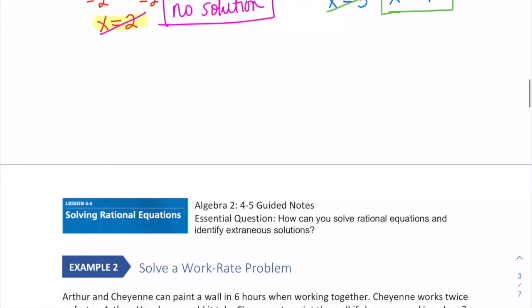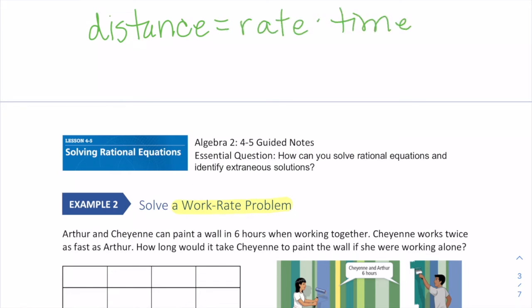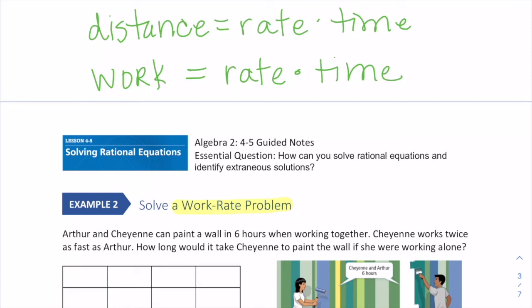Now let's consider two of the word problems here. The first one is looking at work. So work as in rate. You may remember rate from when we looked at distance. But I want to remind you we had distance equals rate times time. And the same thing can be said with work. Whatever we're doing, whether it's painting a wall, mowing a lawn, washing the dishes, it's going to be the rate times the time. So for this problem, Arthur and Cheyenne are painting a wall.